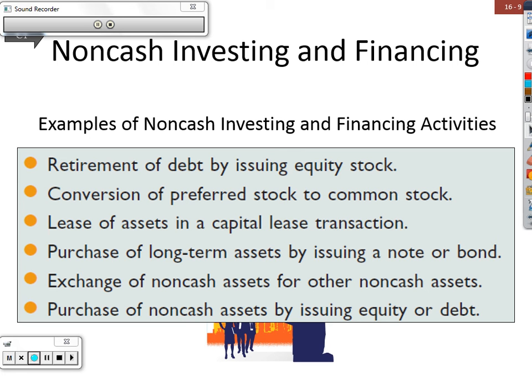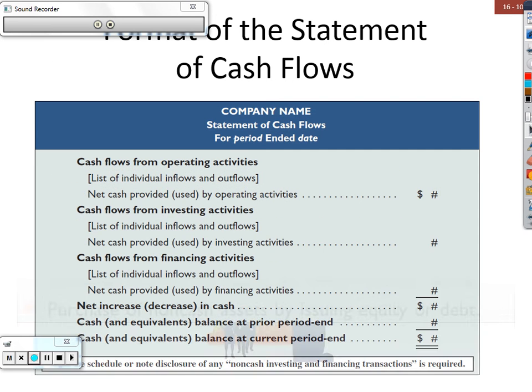But in a situation like this, where we have non-cash investing activities, you wouldn't necessarily state it on the cash flow statement as a line item, but you would put it somewhere in the disclosure notes that it was a non-cash activity. So: retirement of debt by issuing stock, conversion of preferred to common stock, lease of any kind of capital assets, purchase of any long-term assets, exchange of assets for other assets. None of that is dealing with cash. Purchase of assets using your stock or using the debt that you already have. All of those are non-cash investing and financing activities.